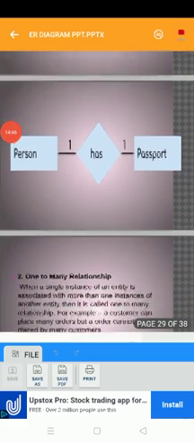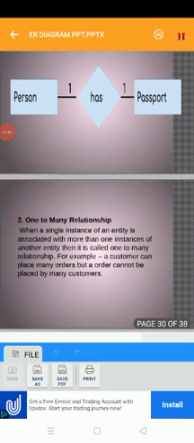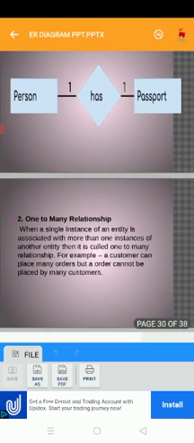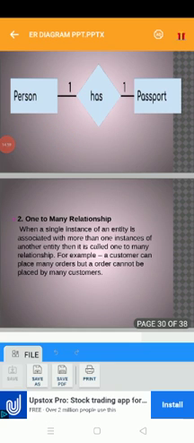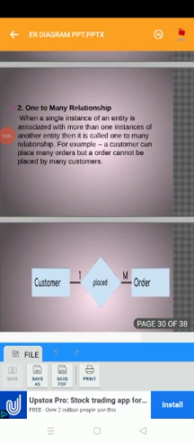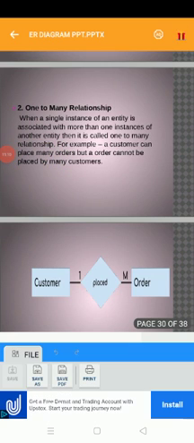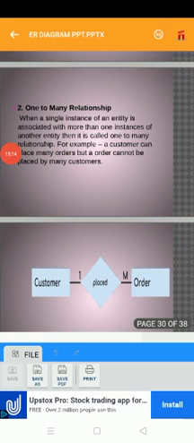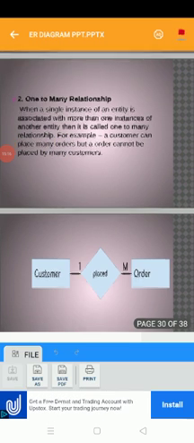Next, one-to-many relationship. When a single instance of an entity is associated with more than one instance of another entity, then it is called a one-to-many relationship. For example, a customer can place many orders, but an order cannot be placed by many customers. See this diagram. One customer makes many orders.